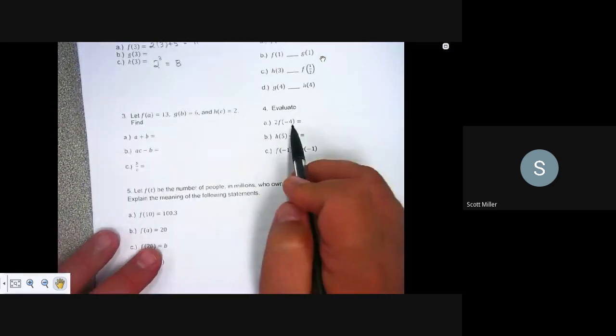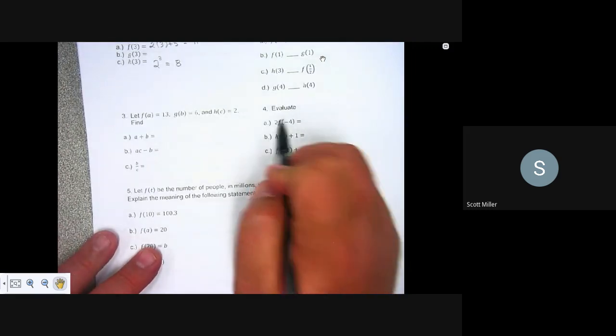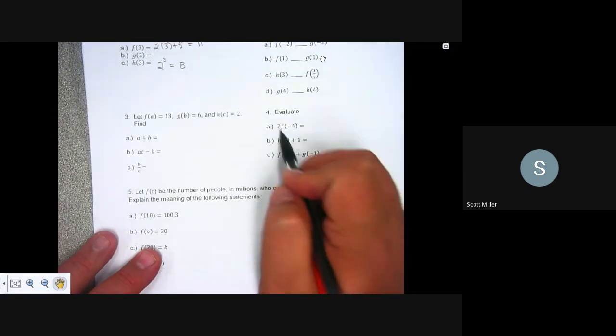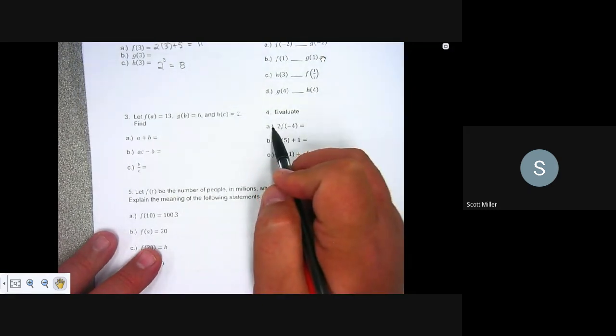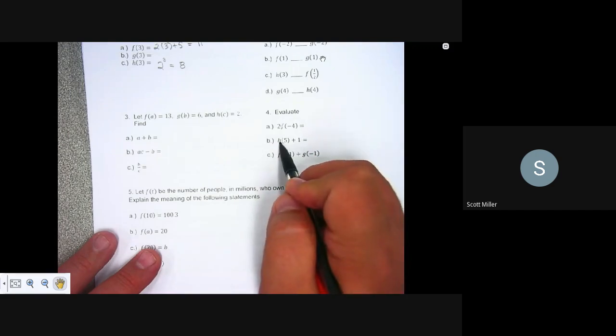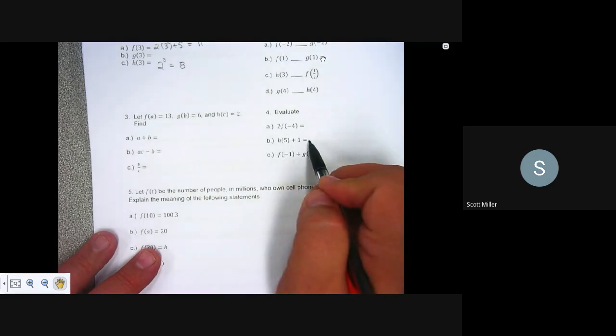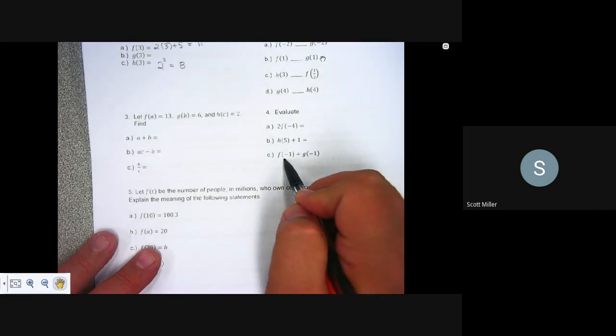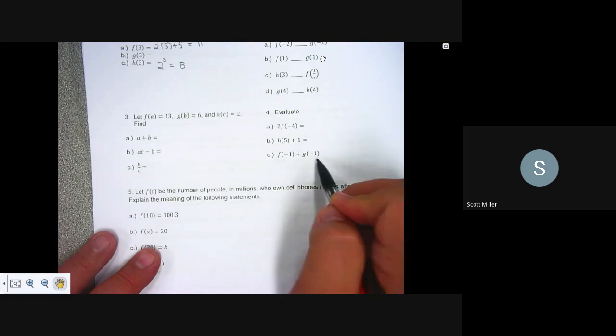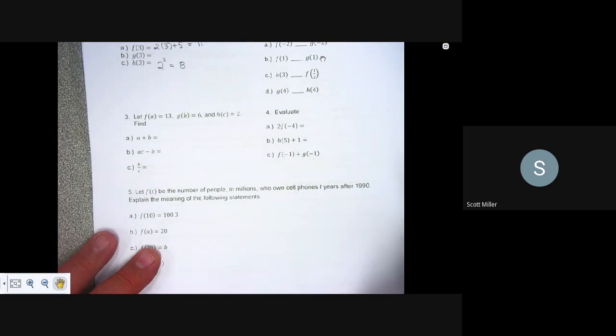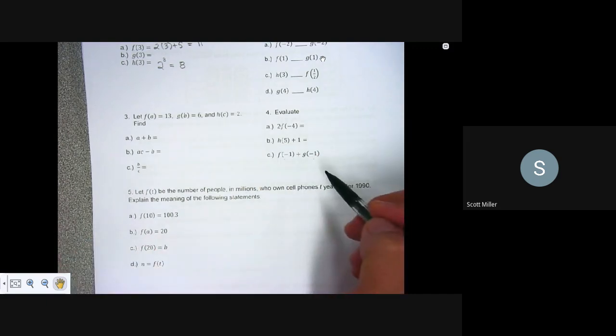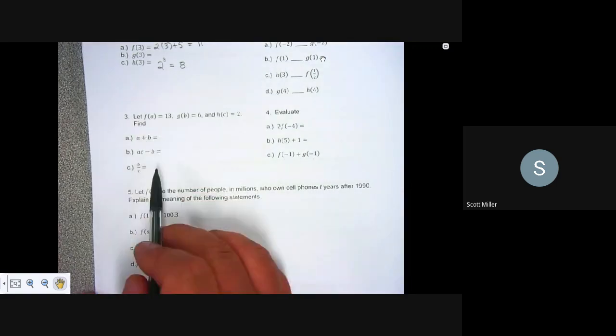What about this right here? Evaluate. Well, now there's other stuff involved. What does it mean to have a number out in front? It literally means find f of negative 4 and then times it by 2. That's what it means. This one means find h at 5 and then add a 1 to it. This one is find f of negative 1, find g of negative 1, and then add those numbers together. Okay? So that's what those things mean. So we will continue this process, and I'll talk about this one off air.